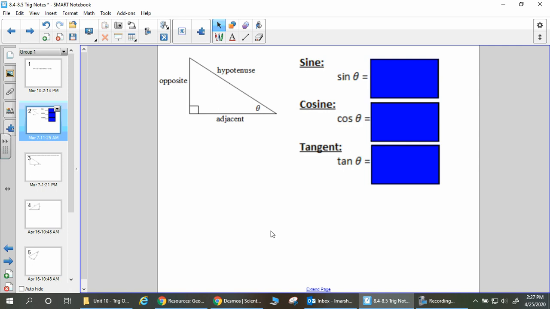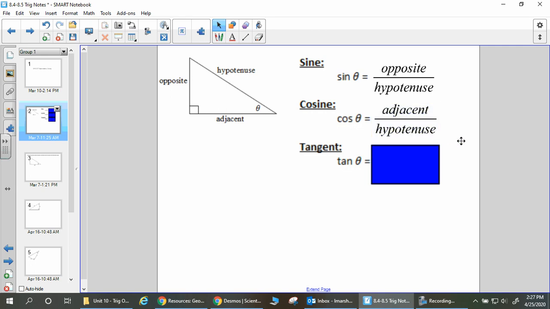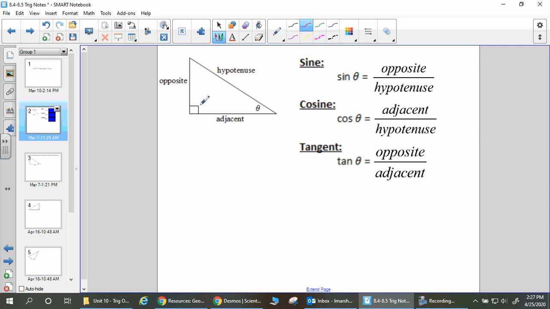That fraction is made up of two sides of your right triangle. So sine is opposite over hypotenuse. Cosine is adjacent over hypotenuse. And tangent is opposite over adjacent. Okay? When you look at a right triangle, we should all understand at this point that wherever your right angle is, if you go across, that's always going to be your hypotenuse, okay?